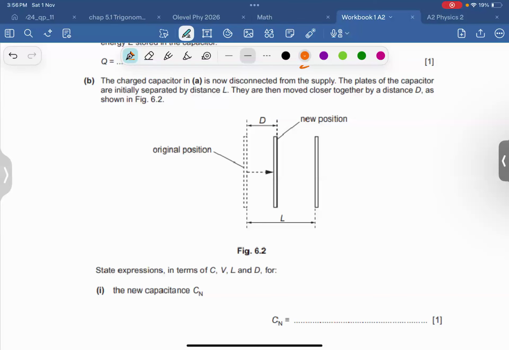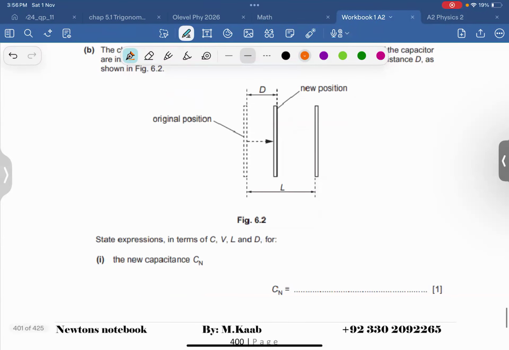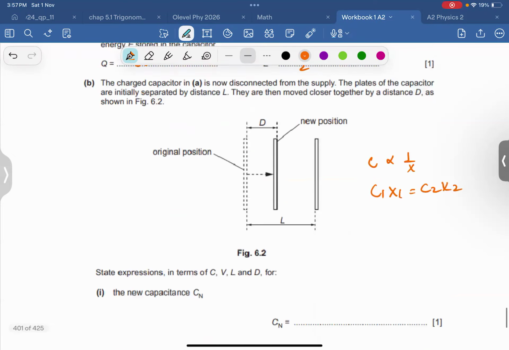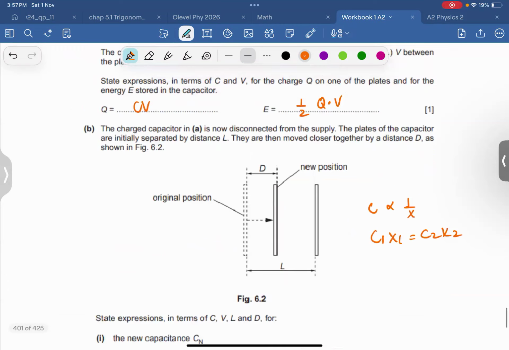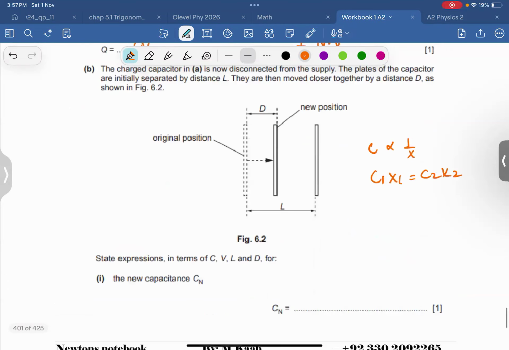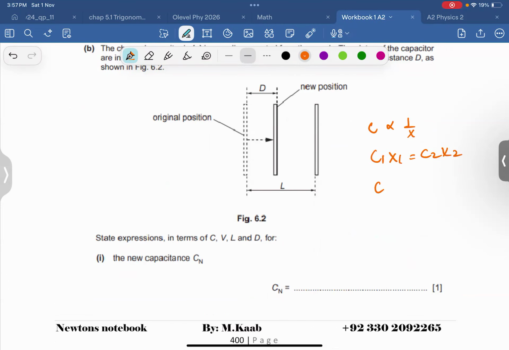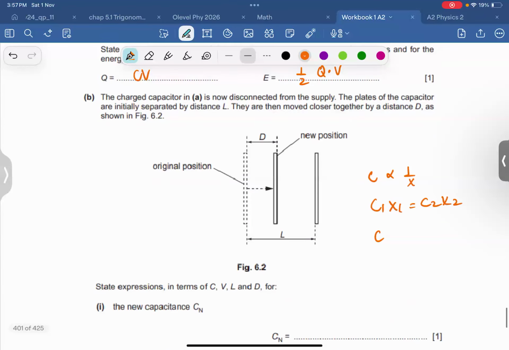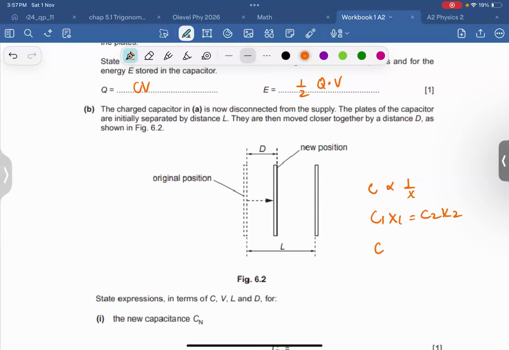Okay, we know that the capacitance C is inversely proportional to X, or we can say that C1 X1 is equal to C2 X2. This is what they mentioned over here, and we are using that now. Previously the capacitance was just C when the distance was X, or L, basically L, right?